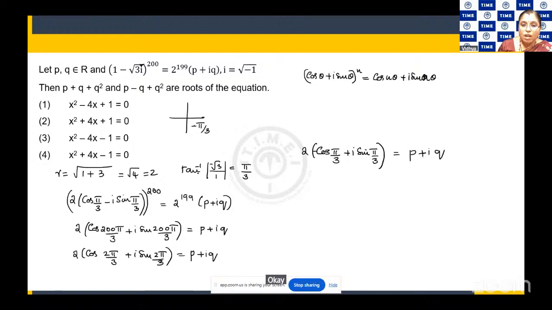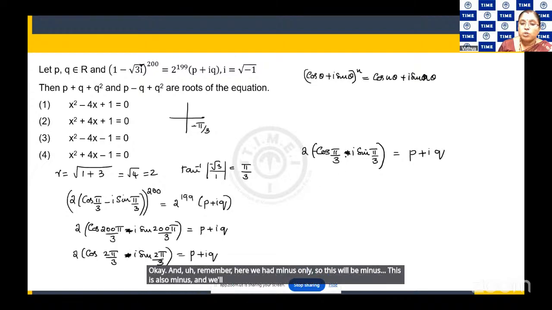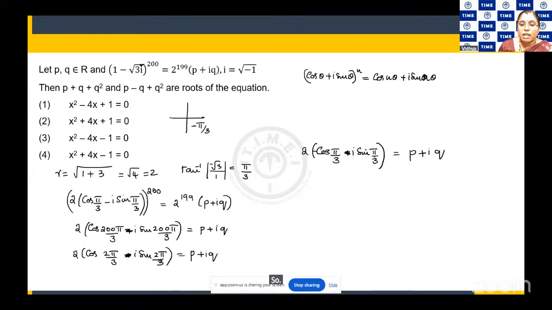And remember, here we had minus only. So this will be minus, this is also minus, and we'll get minus here. So minus cos pi by 3 minus i sine pi by 3. Let's compare. What is the value of minus cos pi by 3? Minus cos 60. How much is that? Minus 1 by 2. So we have minus 1 by 2 minus i root 3 by 2.